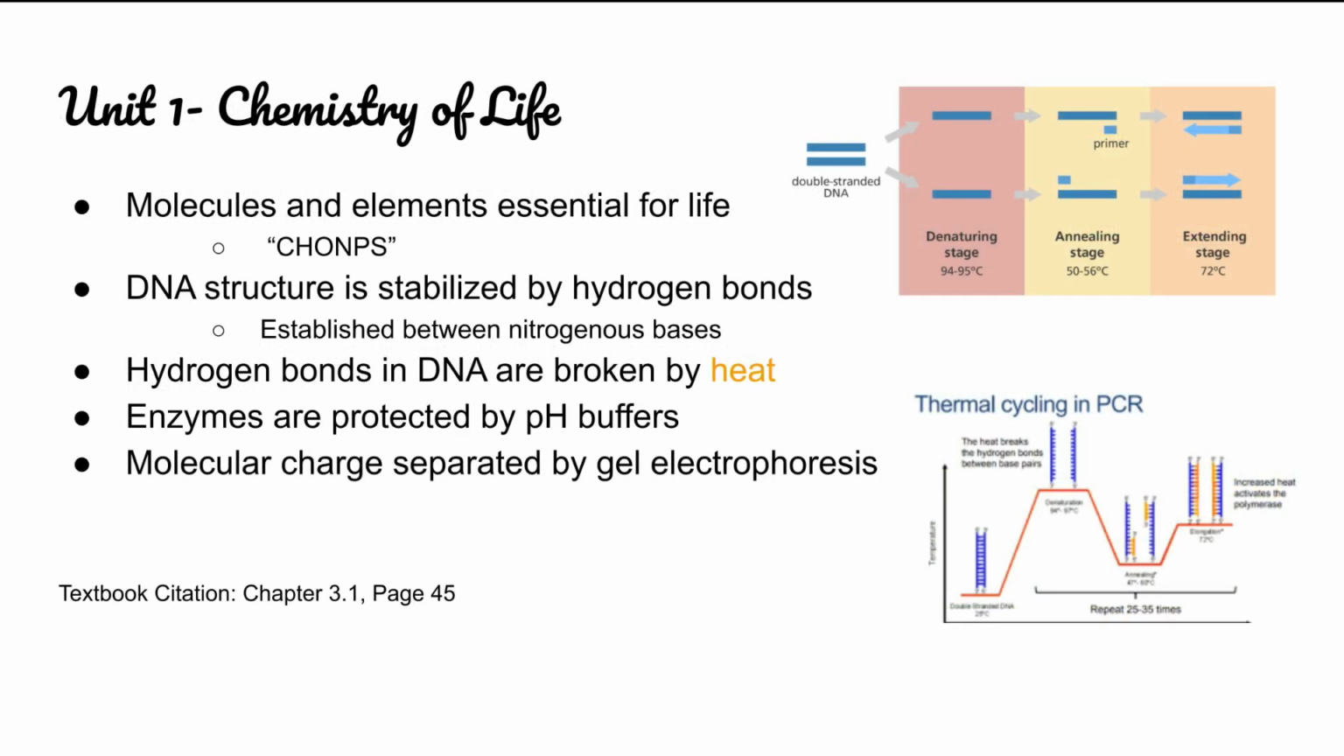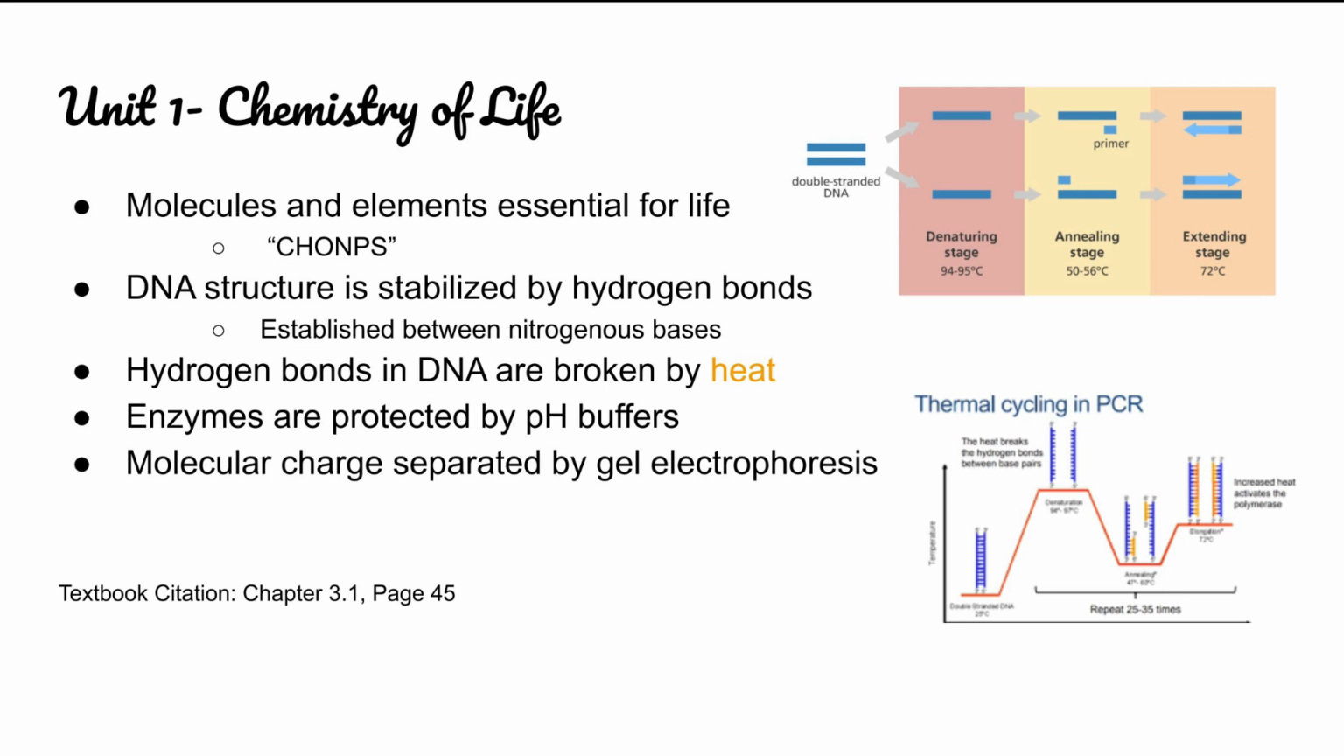Unit 1 focuses on the foundational chemistry that makes life possible. All biological molecules are built from a few key elements: carbon, hydrogen, oxygen, nitrogen, phosphorus, and sulfur, often abbreviated as CHONPS, or CHOMPS. DNA, the molecule we analyzed in our lab, is a nucleic acid made from monomers called nucleotides. Each nucleotide includes a sugar, phosphate group, and nitrogenous base, and these bases form hydrogen bonds that stabilize the double helix. In our PCR lab, we used heat to denature DNA, breaking these hydrogen bonds so that strands could separate. This is essential for the amplification process.